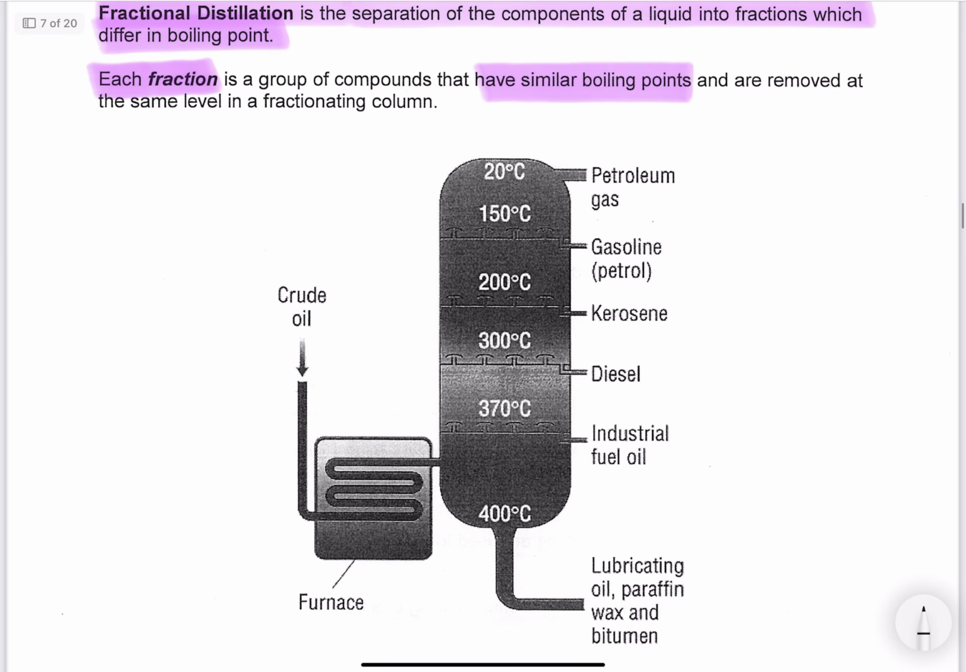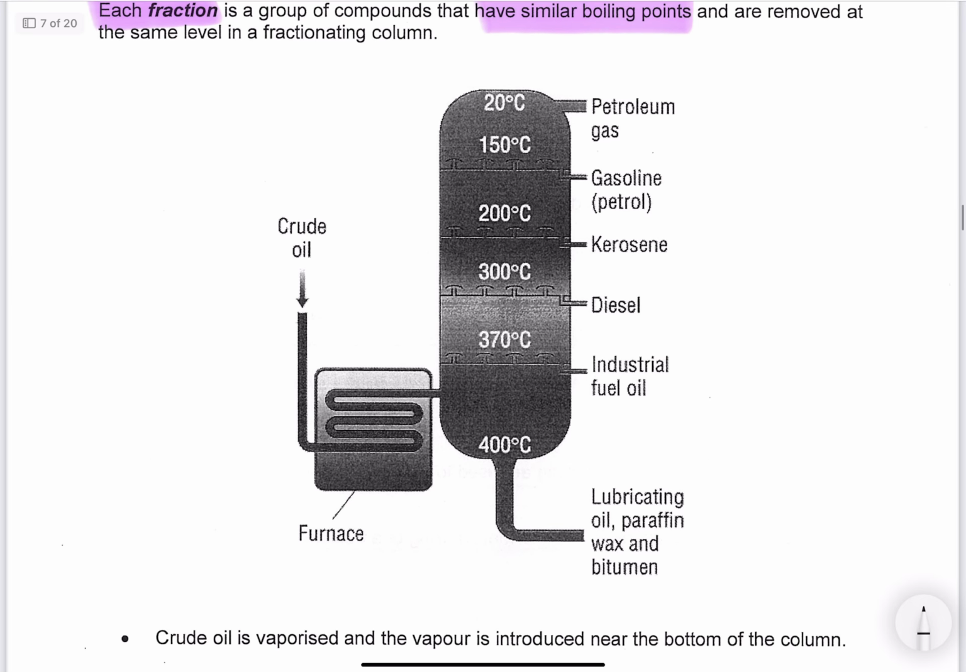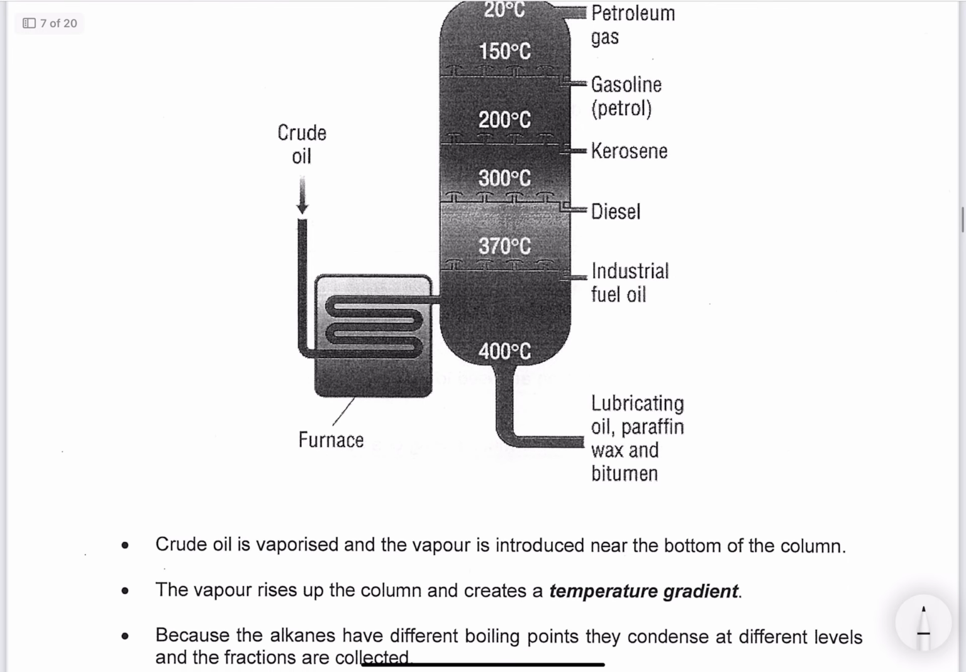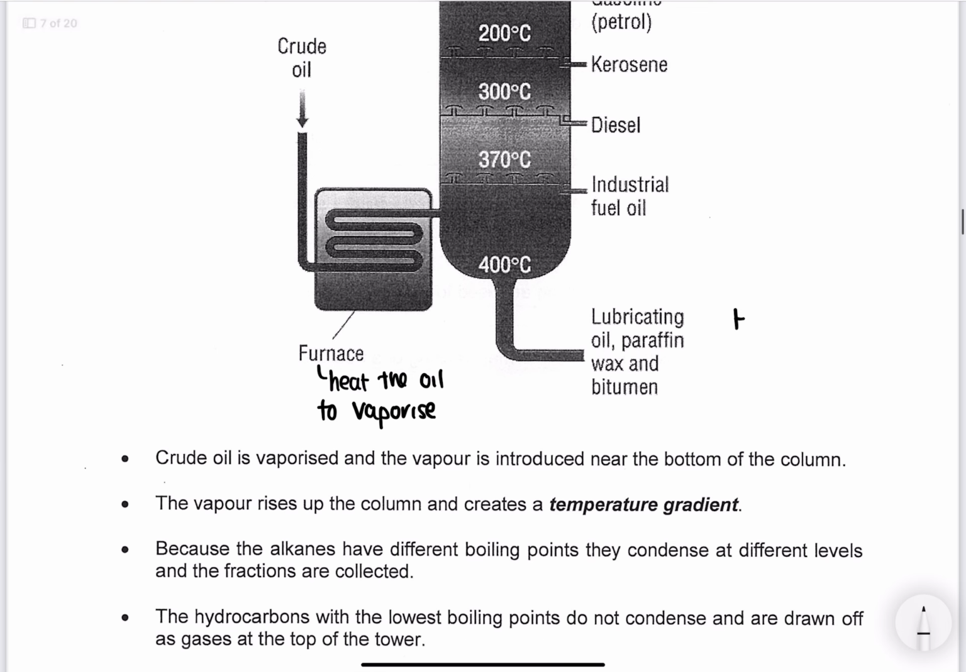Okay, so we've got this whole crude oil. We pump it into this furnace down at the bottom and we heat it. So we heat the oil to vaporize, turn it into a gas. In it goes to the column. Now the bits that didn't vaporize, that didn't turn into a gas, are going to drop to the bottom, and they're really hot because they're as hot as we could get them and they still didn't turn into a gas, and they're going to come out at the bottom. So these are the things with the highest boiling point fractions that are going to come out down here. They never actually boiled.